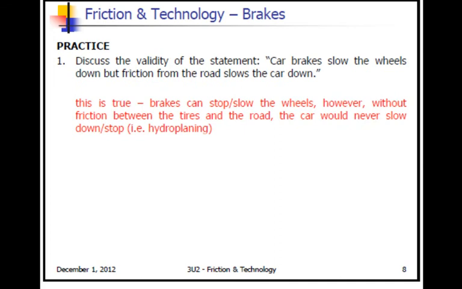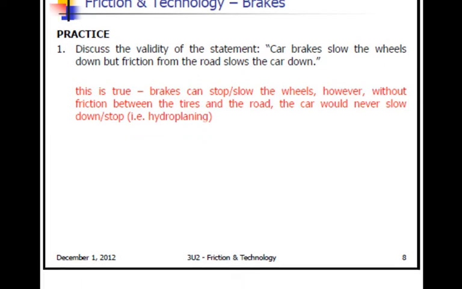So discuss the validity of this statement. It says car brakes slow the wheels down, but friction from the road slows the car down. So this is true. The brakes slow down the wheels. But by slowing down the wheels, that rolling friction, which is less than other types of friction, ends up becoming negated, because now we have wheels that are not rolling anymore, and the car would end up slowing down due to the friction of the road.